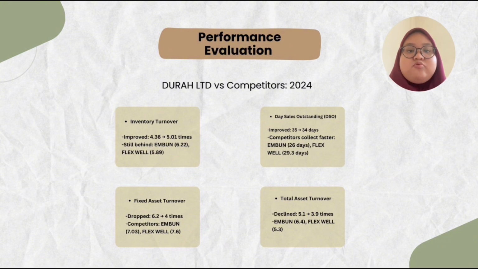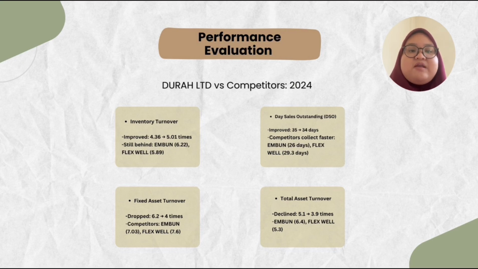For example, DURAH inventory turnover went up from 4.36 times to 5.01 times, but this is still lower than NBU's 6.22 times and Flexwell's 5.89 times. DURAH also reduced its days sales outstanding from 35 to 34 days, but NBU collects payment faster at 26 days and Flexwell at 29.3 days.